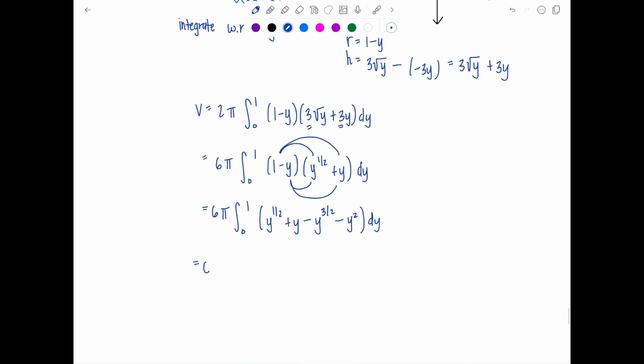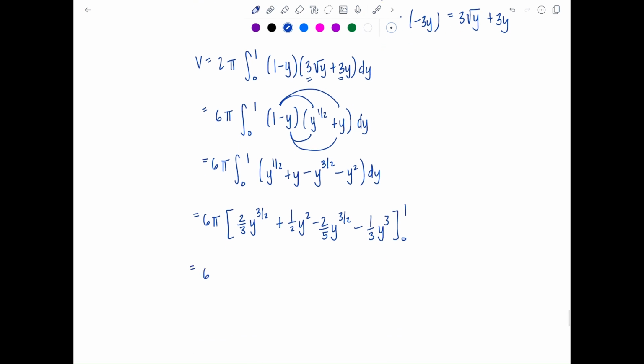Okay, then from here we just anti-differentiate term by term. So this will be 2/3 y to the 3/2 plus 1/2 y squared minus 2/5 y to the 5/2 minus 1/3 y cubed from 0 to 1. Thank goodness, just 0 to 1, huh? And then 6 pi. If I plug in 1, everything's just going to be a 1. So 2/3 plus 1/2 minus 2/5 minus 1/3 minus 0 for the lower limit.